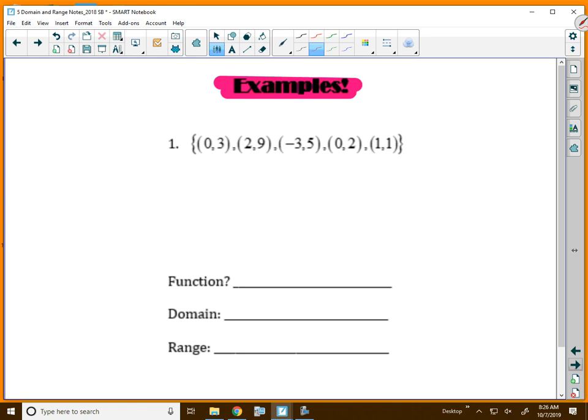Okay, first, tell me, is this a function? No. Why is this not a function? Zero. Yes. What specifically is repeated? Zero. Yep, we have a repeated 0. Okay, go ahead and tell me, what is the domain of this function? Anybody have an idea of how you'd say it?